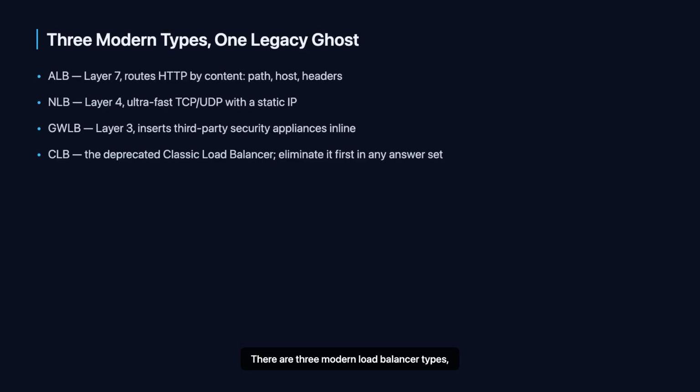There are 3 modern load balancer types, and they map neatly to layers of the network stack. The application load balancer lives at layer 7 and routes HTTP content, path, host, headers. The network load balancer works at layer 4, moving raw TCP and UDP at extreme speed with a static IP. And the gateway load balancer sits at layer 3, inserting third-party security appliances inline.